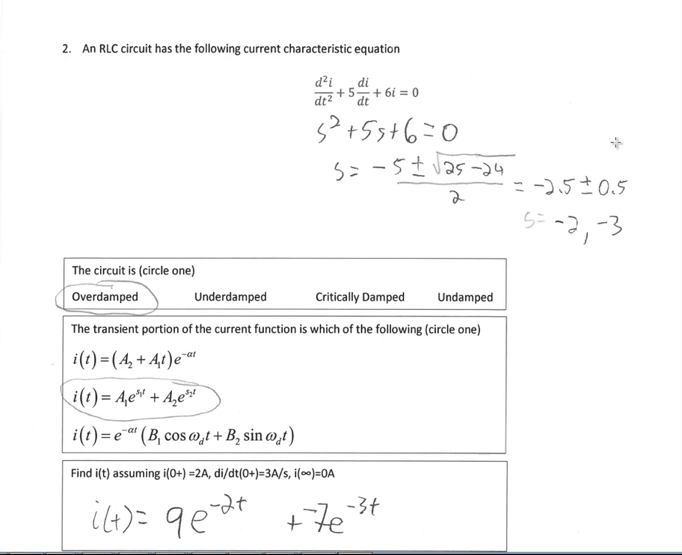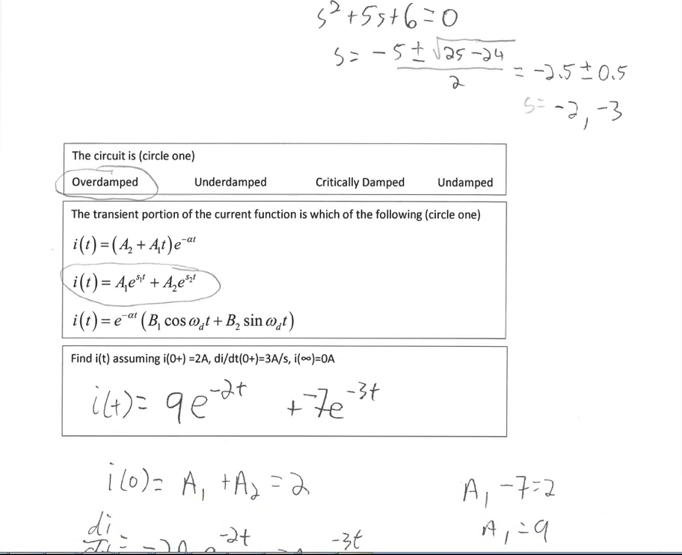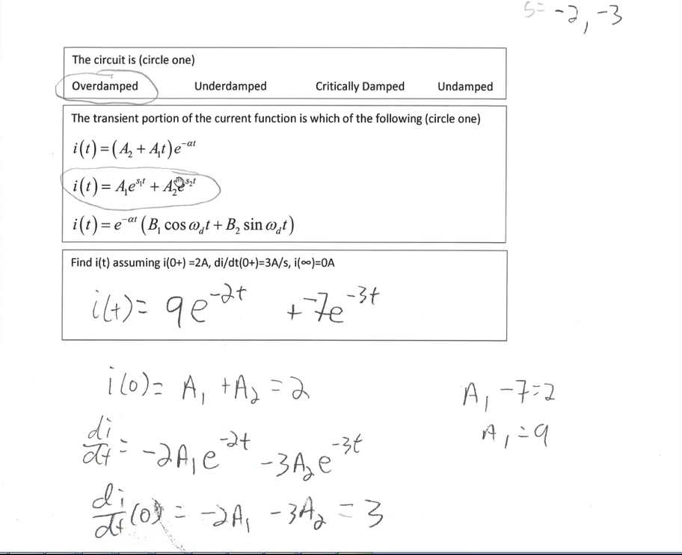So we have non-repeated, distinct, real roots. We don't have any imaginary, we don't have repeated roots, so that means we must be overdamped. So overdamped is the answer to the first part, and the general form of the equation for I of t, the transient portion, is going to be this middle one right here. That's what we're going to put for our expression for being overdamped. So I of t is going to equal a1 e to the s1t plus a2 e to the s2t.